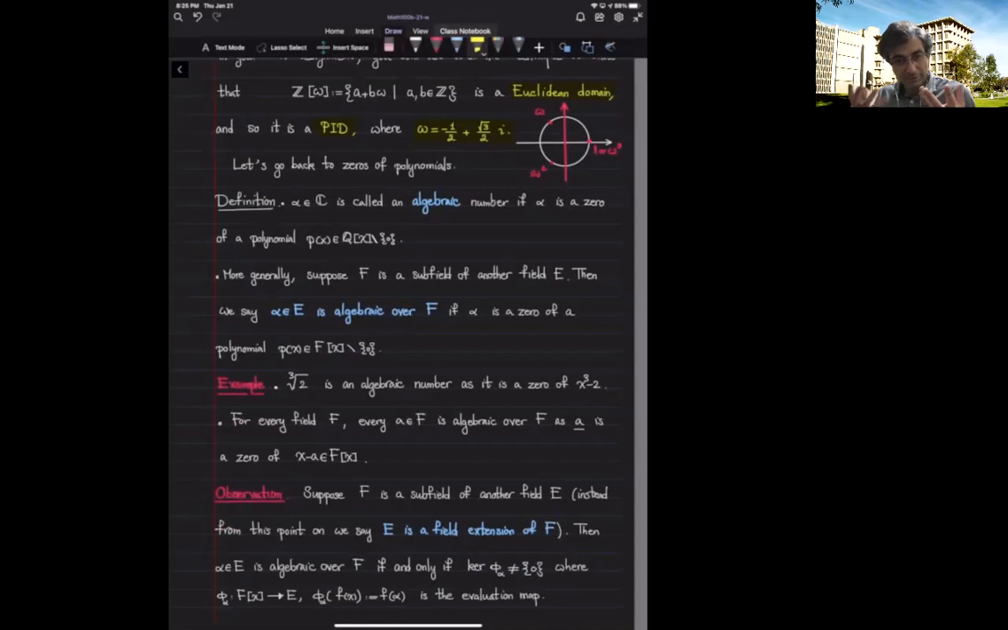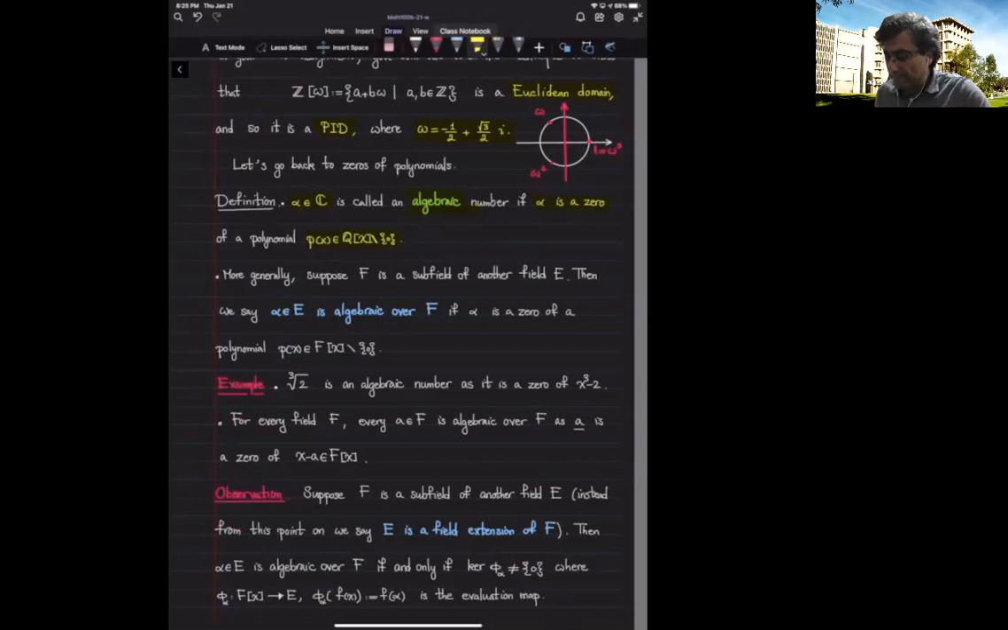So let's talk about zeros of polynomials. We say a complex number is algebraic if it is a zero of a non-zero polynomial with rational coefficients. So a complex number is called an algebraic number if it is a zero of a polynomial with rational coefficients. And of course, I have to assume that the polynomial is not zero, otherwise every complex number would be. In fact, we can make it a bit more general.